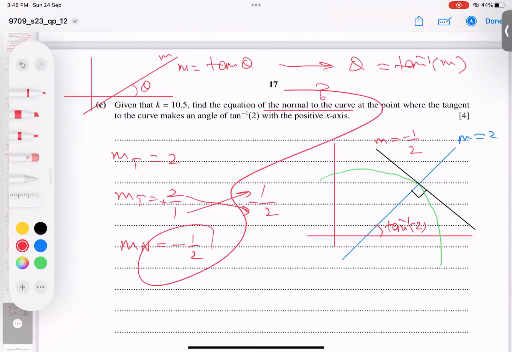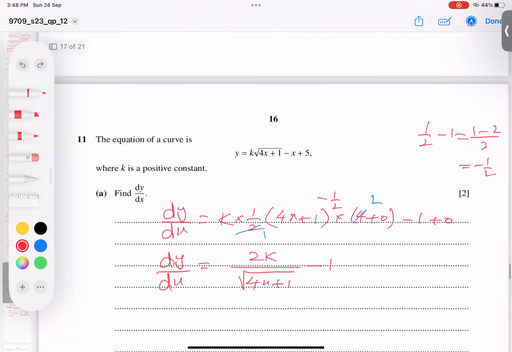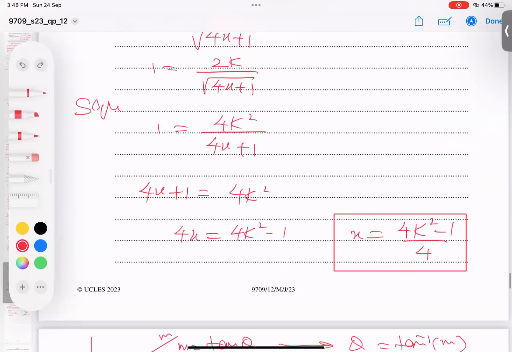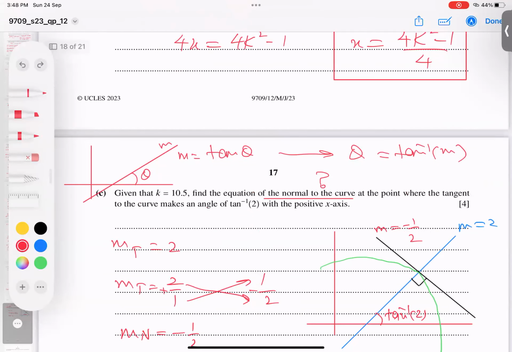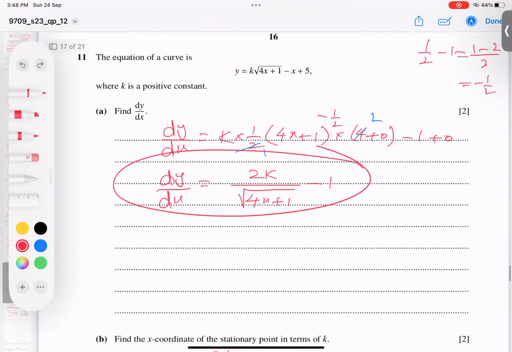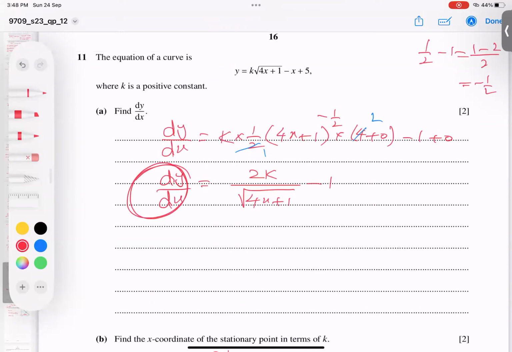Okay, the gradient we got, but the point is missing. How to get a point? Because without a point we can't use it. But k is 10.5. So k is 10.5, and I can use it in... Wait a minute. Yeah, exactly. Because we talk about the tangent gradient, by default I will use the differentiation formula. This formula I'll use, okay? And I will keep the gradient here, and I can find x easily. So the tangent gradient is 2, I can find it. So this formula, I will take it.